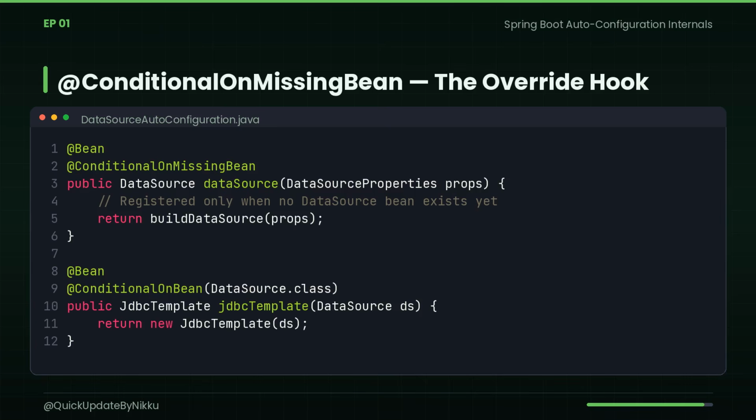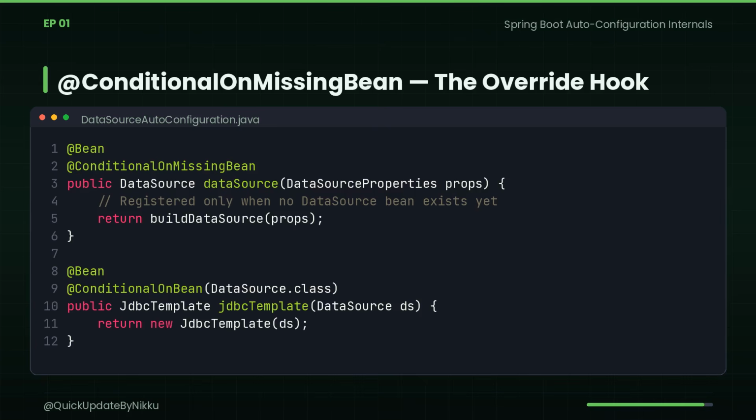@ConditionalOnMissingBean is the single most important annotation in the auto-configuration model. Because auto-configuration runs after your application's own configuration classes, any DataSource bean you define will already be registered by the time Boot evaluates this condition, so Boot steps aside. This is the override mechanism: you customize by declaring your own bean, not by forking Boot's code.